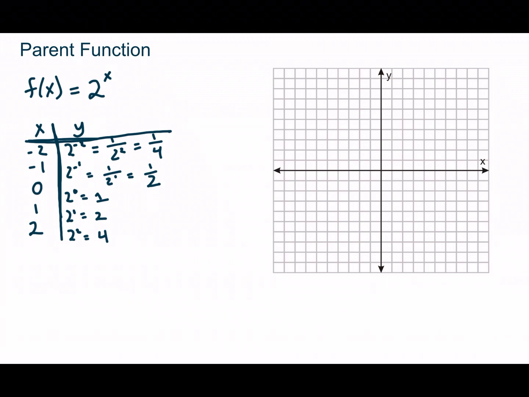So when I go to graph this function, it's going to be hard to graph a fourth, but I'll do my best. Negative 2 and a fourth, negative 1 and a half, 0, 1, over 1 up 2, over 2 up 4. So now I'm going to sketch my graph through this.